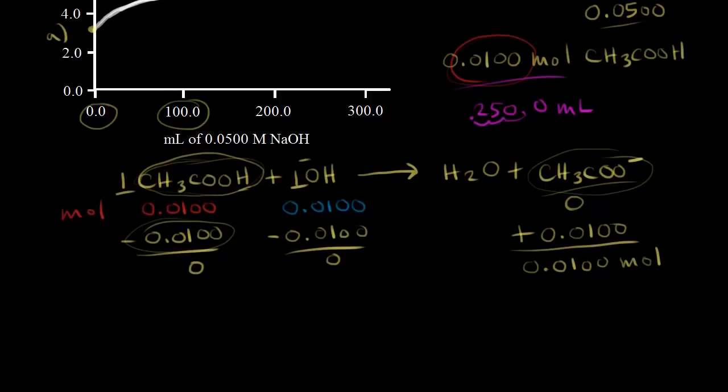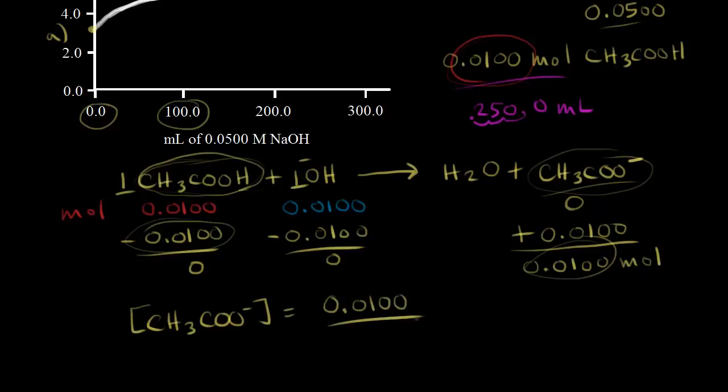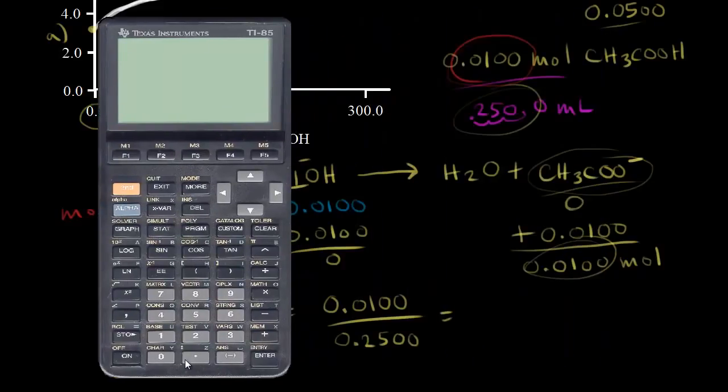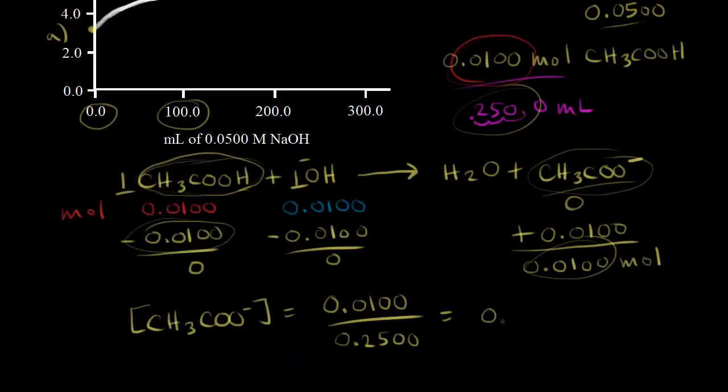So next, we find our concentration of acetate. Right? So what is our concentration of acetate now? It would be moles over liters. So we have 0.01 moles over 0.25 liters. So we can go ahead and find the concentration, right? You could do this in your head, or I'll just show you on the calculator. 0.01 divided by 0.25 is going to give us a concentration of 0.04. So the concentration is 0.04 molar.